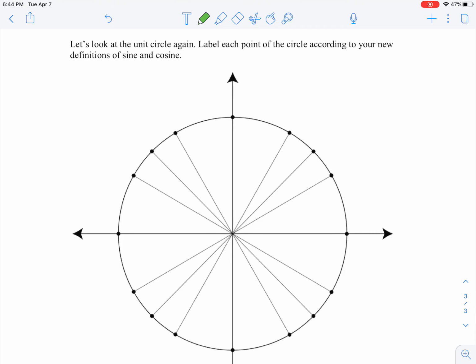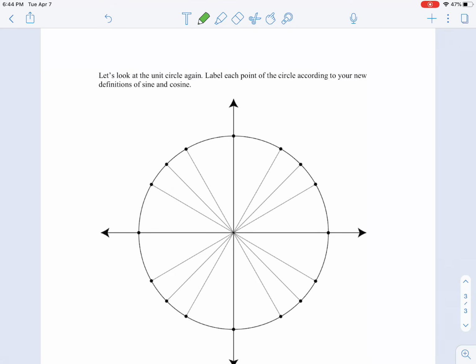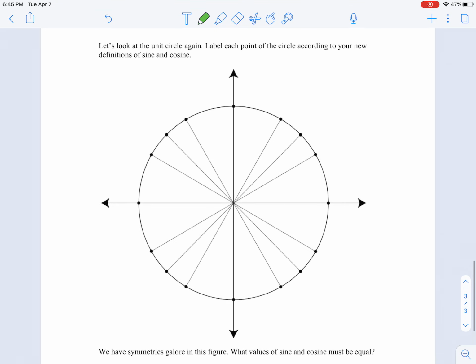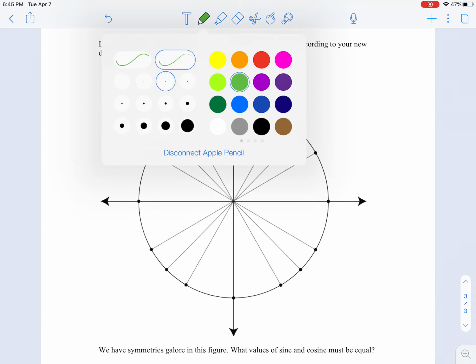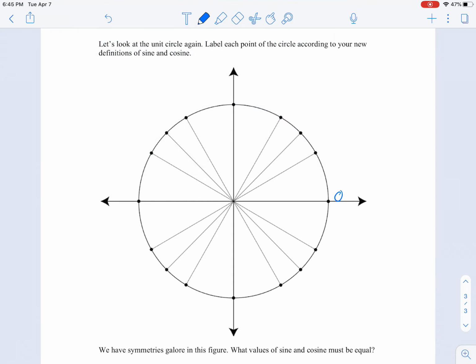Now let's look at the unit circle again, and I want to label each point of the circle according to your new definitions of sine and cosine. So we had previously gone through and ticked these off saying, oh yeah, we start at 0 degrees, and then we've got 30 degrees, and then we've got 45 degrees, etc. So I'm going to keep doing this. You should do it on your own time and or speed up the video.